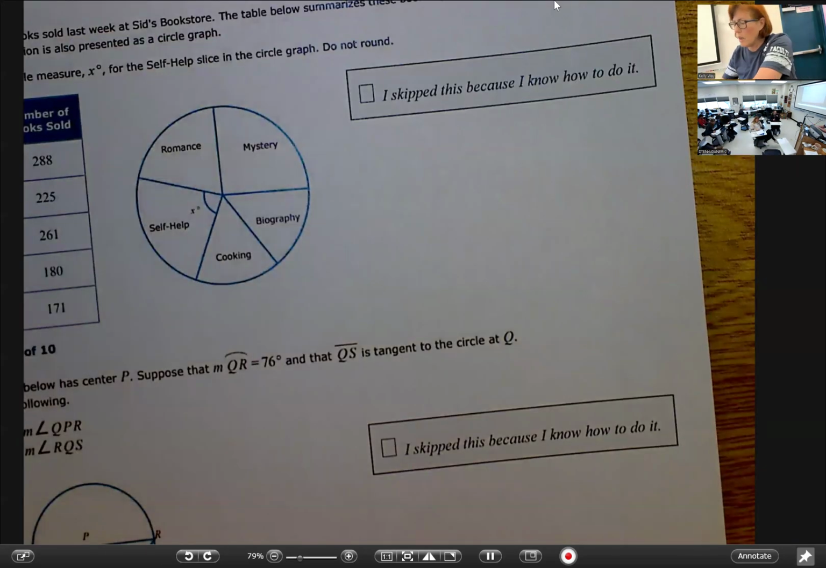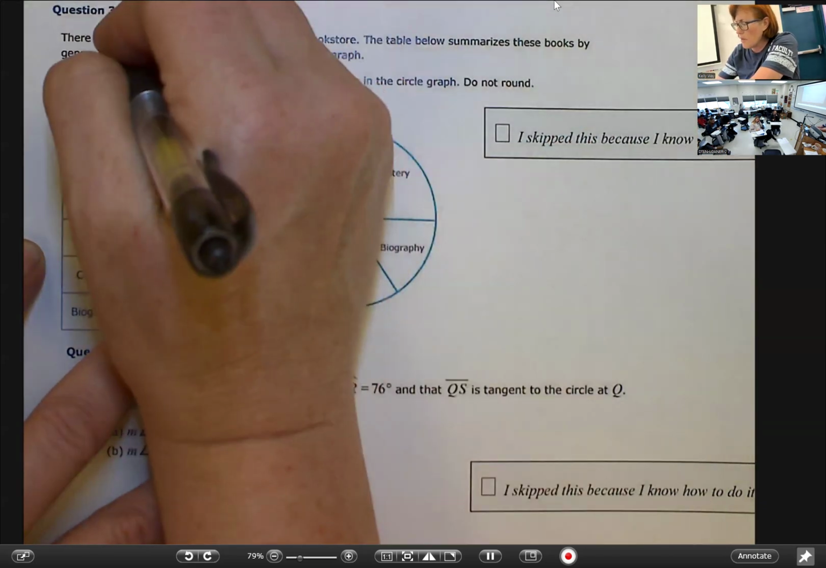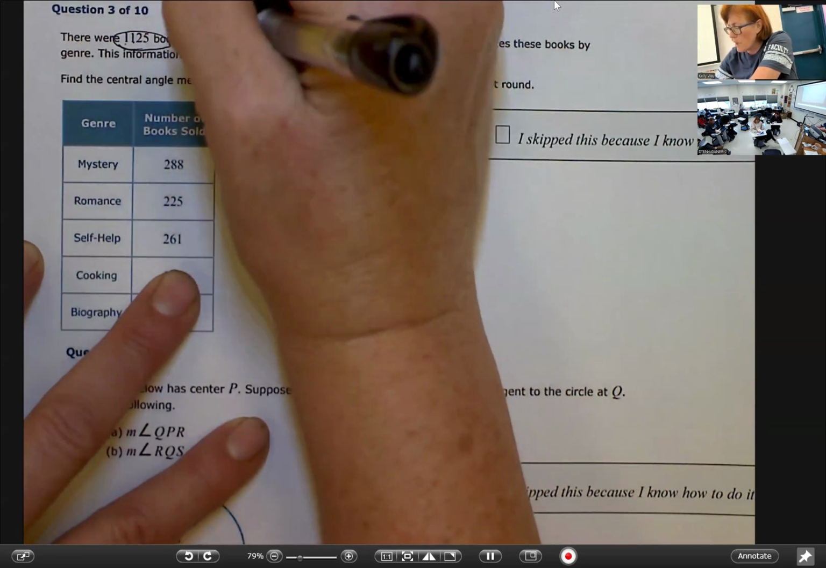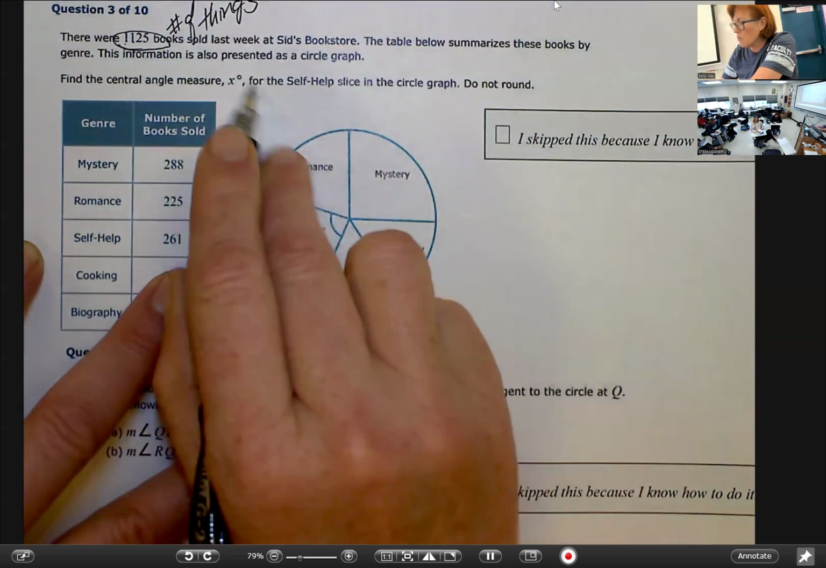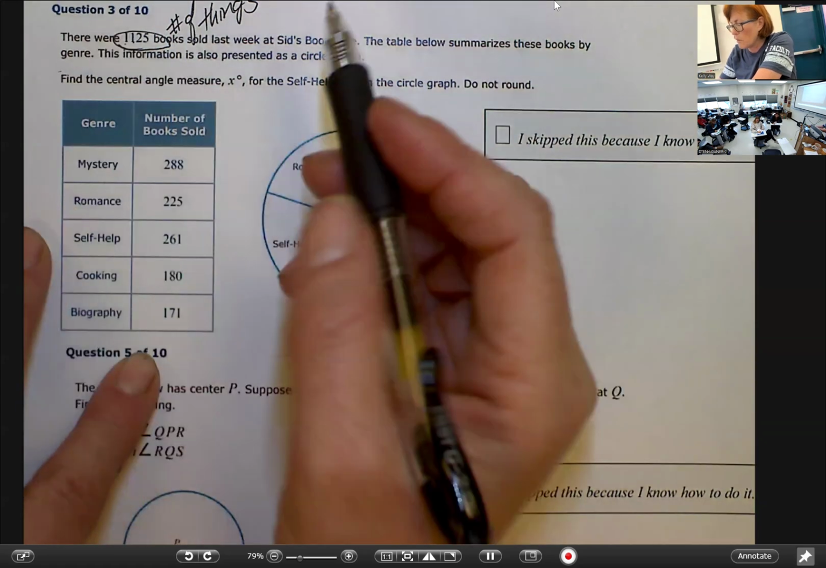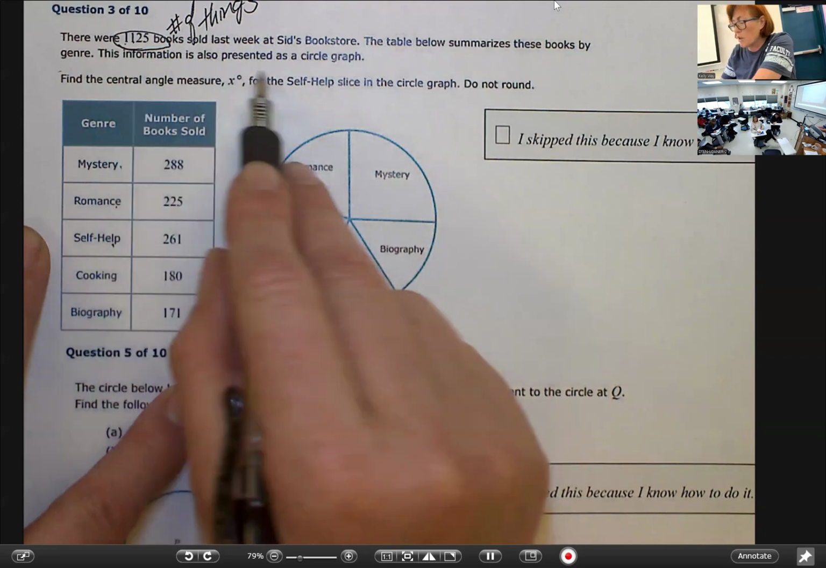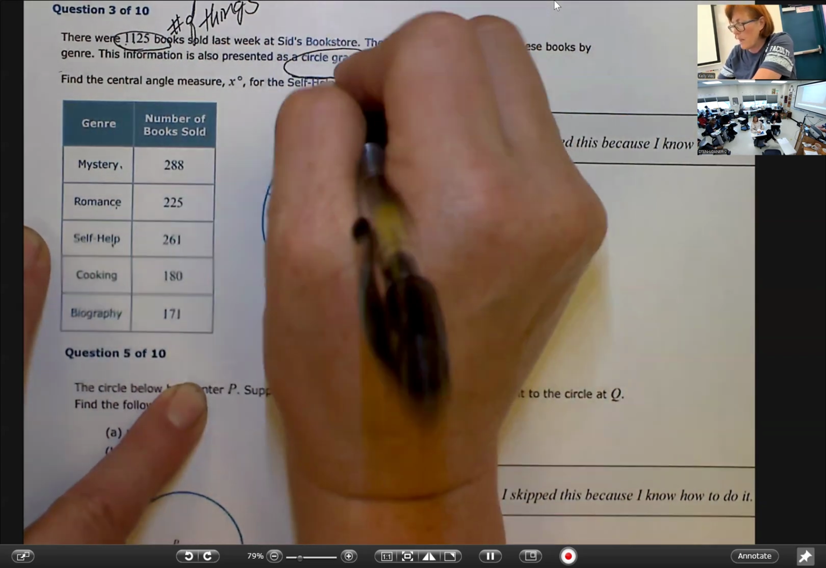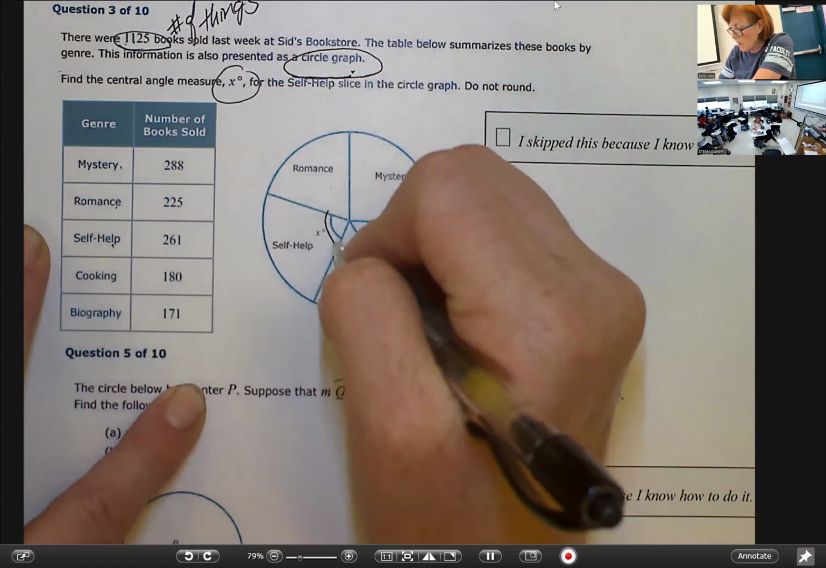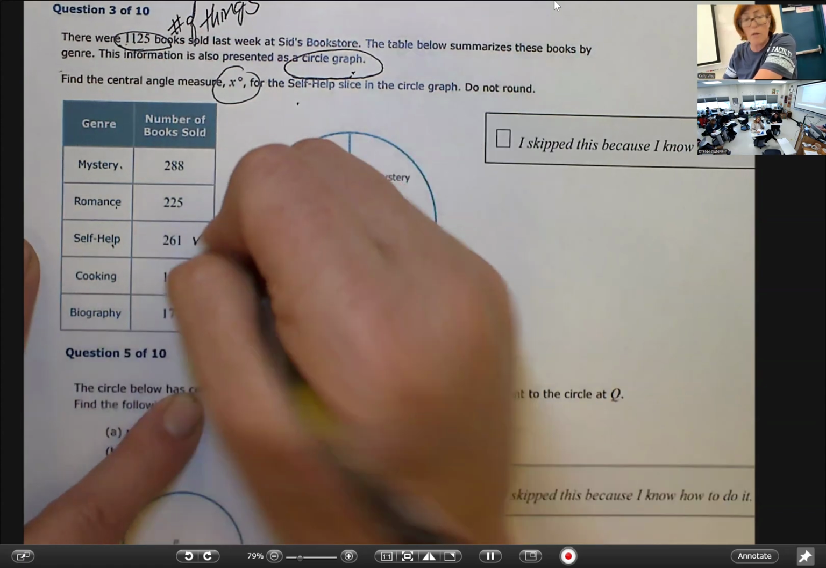All right, taking a look here, it says there were 1,125 books. So that's the number of things at Sid Roth Bookstore. The table below shows these books organized by genre, like mystery, romance, self-help, etc. The information is presented in a circle graph. Come back to that. Our goal is to find the measure of the central angle, which is right here, for the self-help, which is right there.